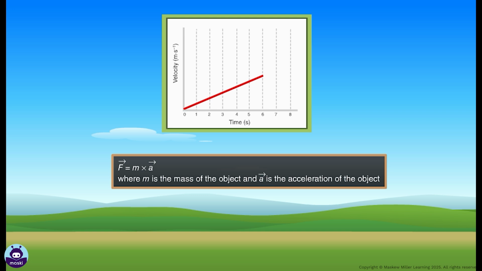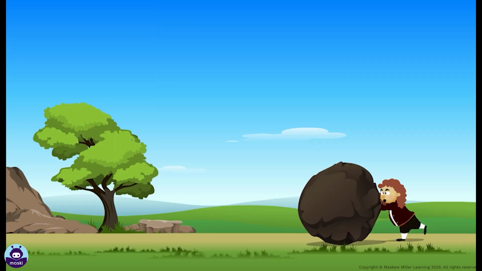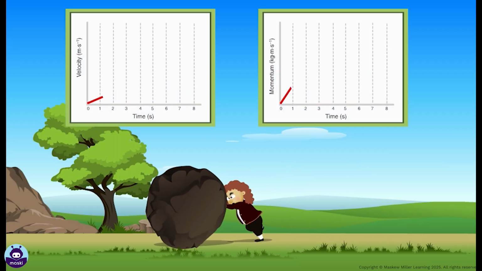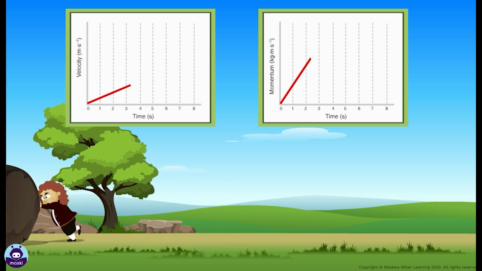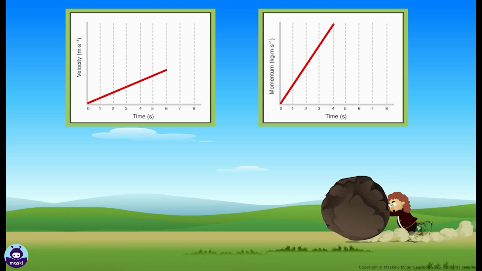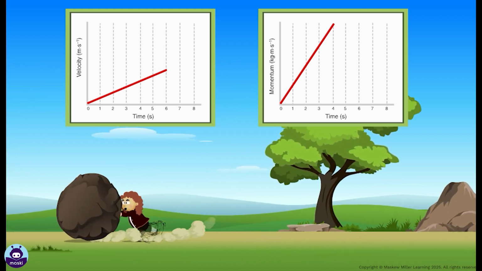acceleration of the object. If we observe closely, the velocity of the object changes when a net force acts upon it. In other words, its momentum changes. We can therefore conclude that when a net force acts on an object, its momentum changes. Conversely, the momentum of an object changes only when a net force acts on it.